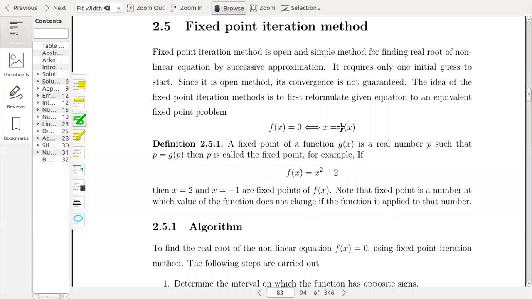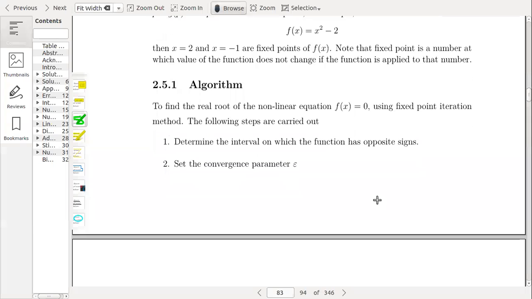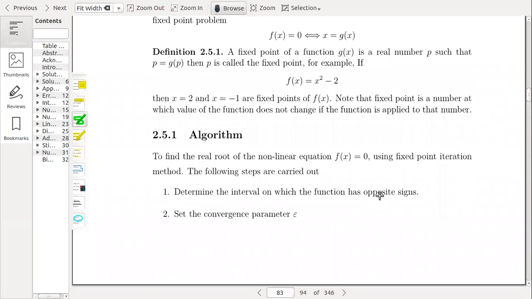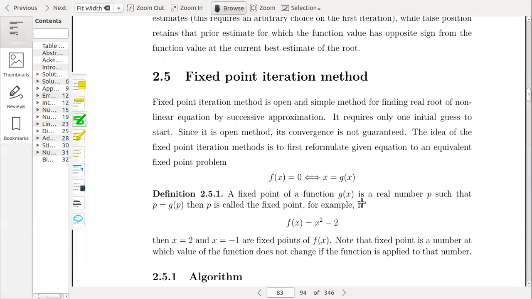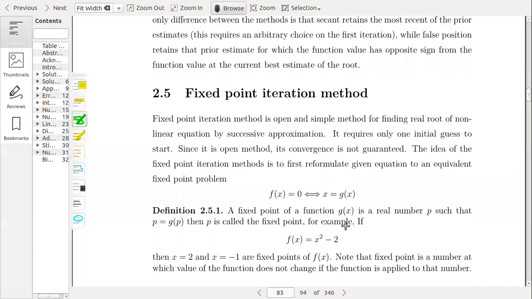So the convergence of this method is not certain. Sometimes it can converge and sometimes it may not converge. It depends on the reformulation of the given function. So the first and very necessary step of this method is that we must write the given function in the form of x is equal to g of x, for which the derivative has some important value. For example, its derivative should be less than 1, then we will say that this is a good form of x is equal to g of x.